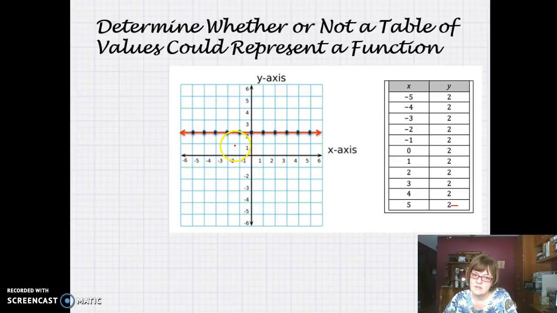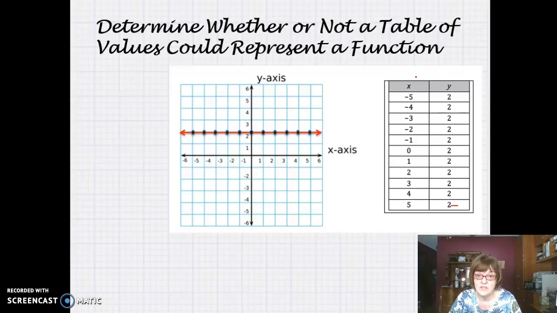Does this pass the line test? Well, yes, it does. No matter where we draw a vertical line, we're only going to pass through our graph once. I want you to start recognizing that as long as these x's are all different, it's okay that they have the same y. We can't have the same x with the same y, and I'll show you that in a minute. But right now, just remember, y's can be the same, but x's can't. That's the important thing.